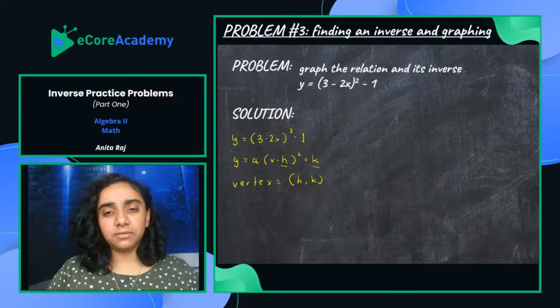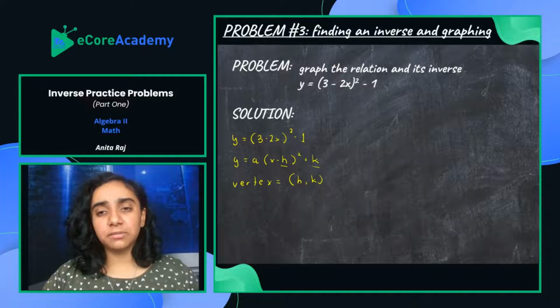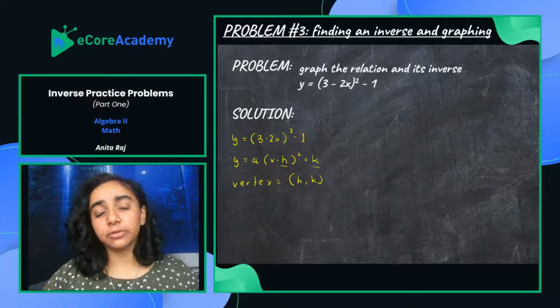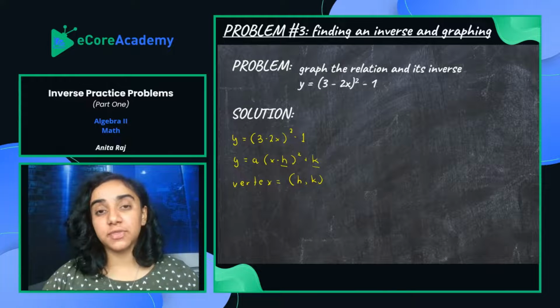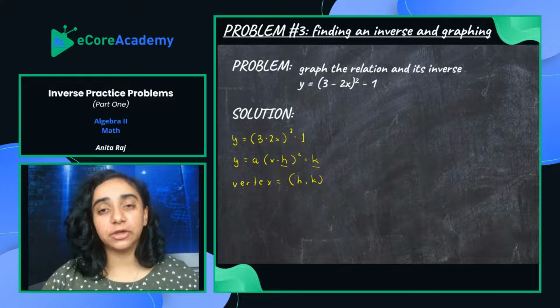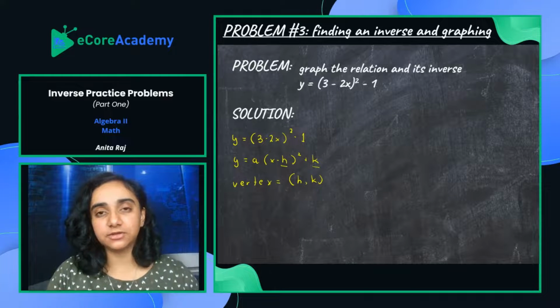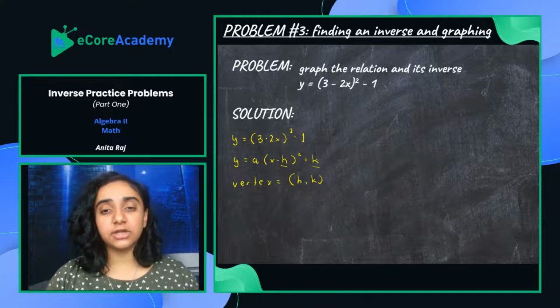The reason I'm bringing this up is because, to save ourselves time, we're pretty much going to be taking this function and making an xy table for it with 5 coordinates. Then instead of finding the equation of the inverse, all we have to do is just flip the x and y coordinates, and then we can find the coordinates of the inverse. We don't need to find the actual equation of the inverse, because here all we've been told is just to graph the relation and its inverse. We're not told to find the actual equation of the inverse.